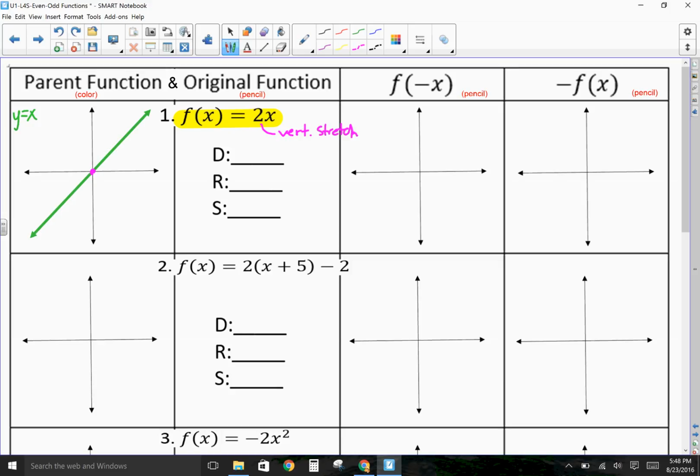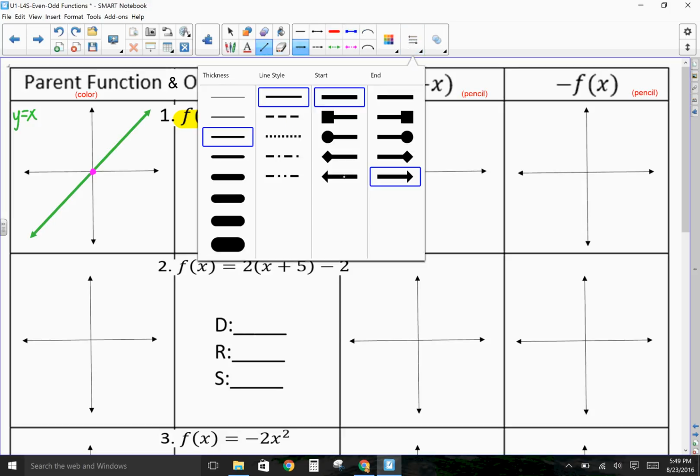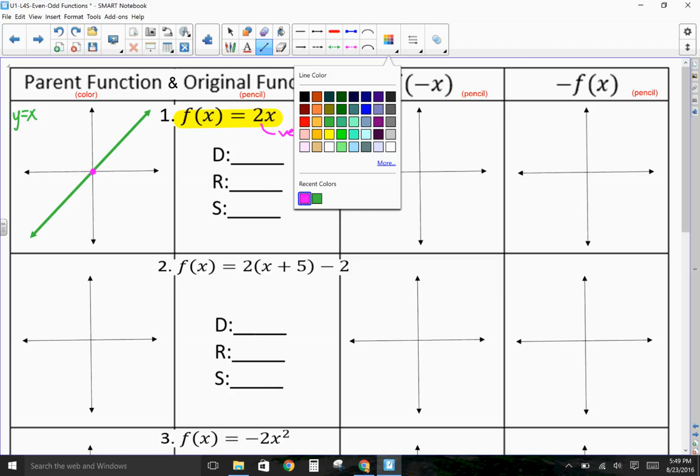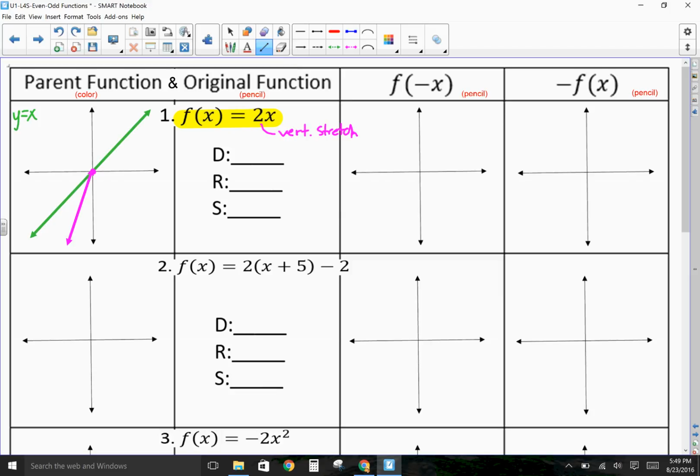So we have this 0, 0 starting point, and instead of going up 1 over 1 that we do on our parent function, we would go up 2 and over 1. So I hope you can see that that means that we are going to have a much steeper line. So it would look something like this. Okay? It's a sketch, doesn't have to be exact. So that's what part A is asking you to do.